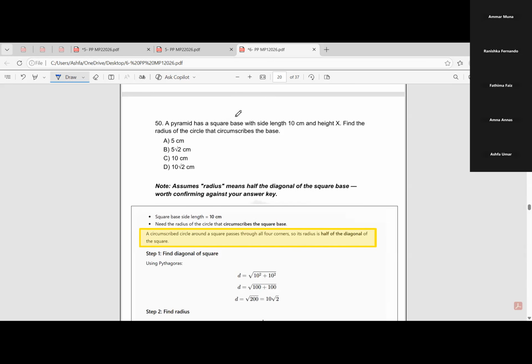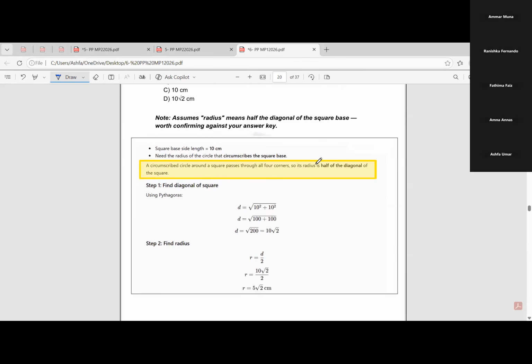The next question: there's a pyramid with a square base of side length 10 centimeters and height x, and it asks to find the radius of the circle that circumscribes the base. A circumscribed circle touches all four corners of the square. Remember this: its radius is half of the diagonal of the square.